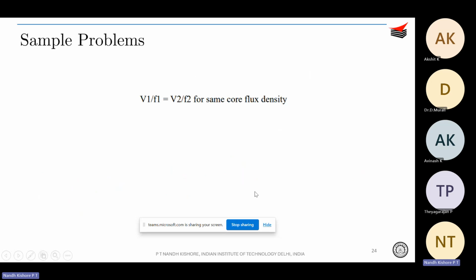Okay. So for same core flux density, you know that V1 by F1 is equal to V2 by F2. Therefore, F2 would be something like your new voltage, that is your 64 volts, because you want to double your output voltage. So your V naught, this is your V2, this is your V1. So V2 by V1 is 64 by 32 into 25 kilohertz, that is 50 kilohertz. So you need to double up your frequency so that the relation is maintained.